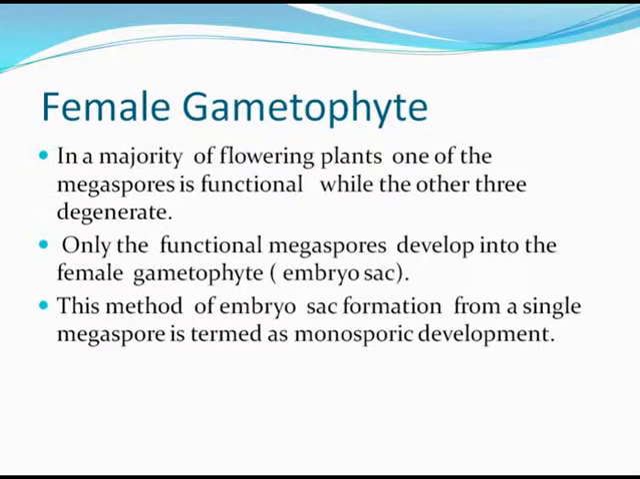In a majority of flowering plants, one of the megaspores is functional while the other 3 degenerate. Only the functional megaspore develops into the female gametophyte, which actually forms the embryo sac. This method of embryo sac formation from a single megaspore is termed monosporic development.